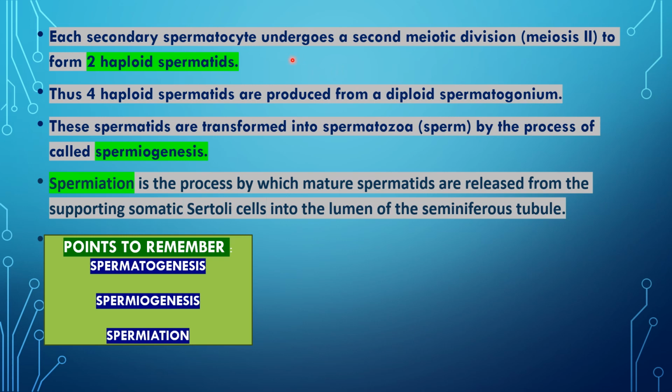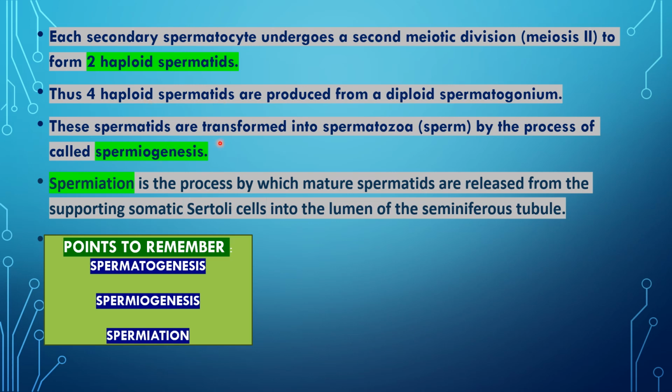So what is the difference between mitosis and meiosis 2? Mitosis happens in a diploid cell, whereas meiosis 2 happens in a haploid cell. So a secondary spermatocyte, which is haploid, undergoes a second meiotic division to produce two haploid spermatids. So how many spermatids are formed? 4 haploid spermatids are produced from a diploid spermatogonium. So from one diploid spermatogonium, we get 4 haploid spermatids.